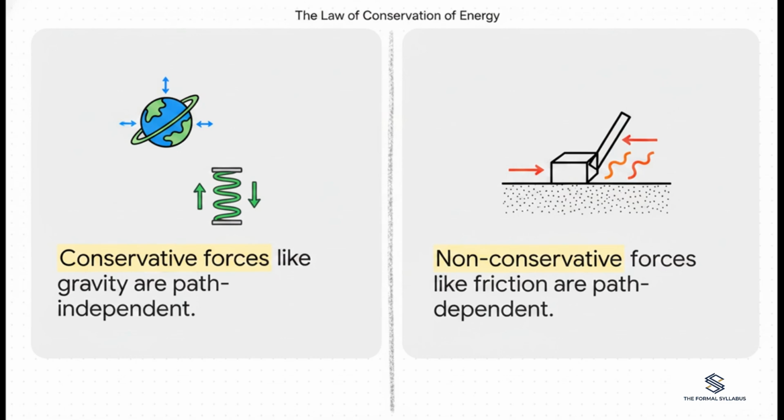Conservative forces, like gravity or a spring's elasticity, do work that is path-independent. They only care about your starting line and your finish line. Non-conservative forces, on the other hand, like friction or air resistance, are path-dependent. The longer the messy path you take, the more work they do. Mechanical energy is only perfectly conserved, staying perfectly constant, in a closed system that's strictly acting under conservative forces.